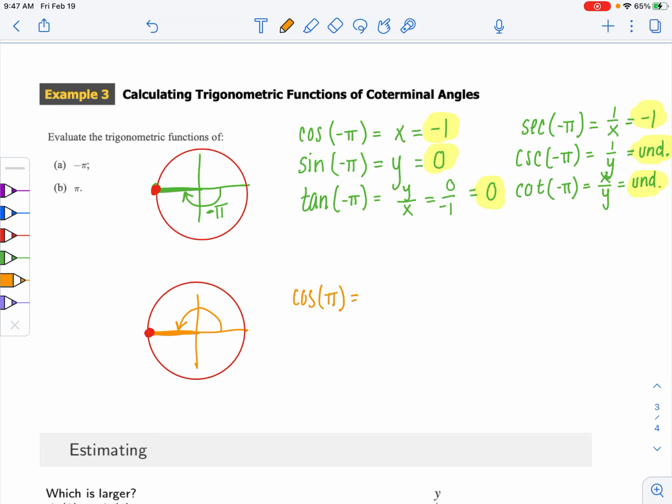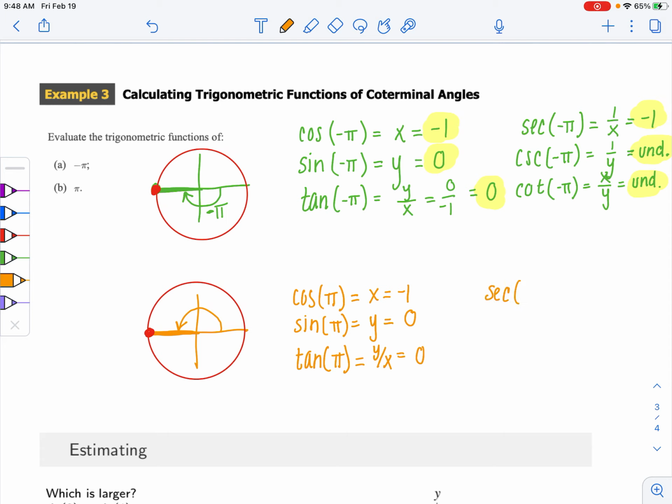Cosine of positive pi. Cosine is going to be negative 1, or you can think of it as the x value. It's still negative 1. The sine of pi is the y value. Sine, you don't move up and down. That is also 0. Tangent, y over x, 0 divided by negative 1, 0.